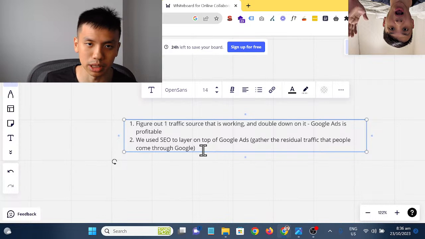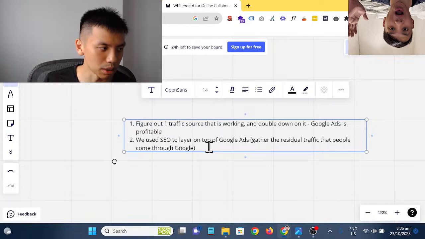Because maybe the total addressable market is too small. So we want to make sure that we capture both. And that's how we did it. We use Google Ads layer on top of SEO, and we managed to capture both.